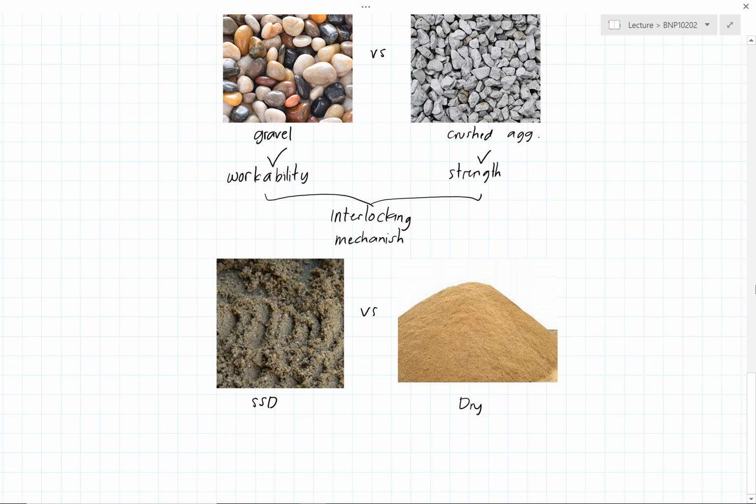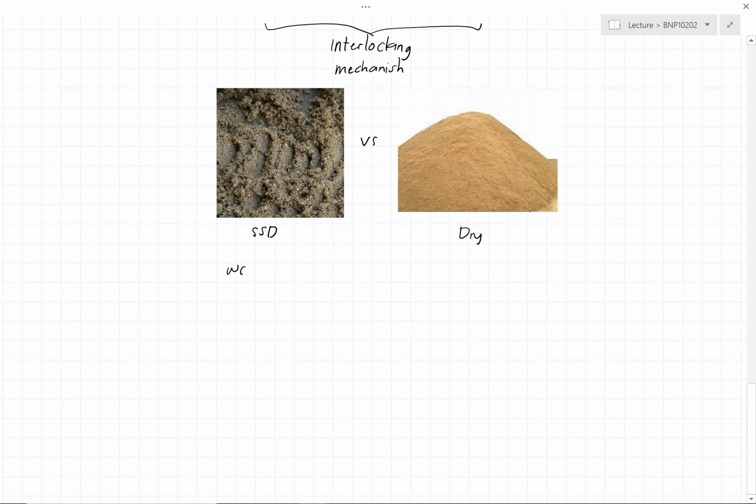Another condition is saturated surface dry and dry aggregate. If your aggregate is already in SSD condition when you put it into the mixture, then it will no longer absorb the free water from the mixture. It's different when you are using dry aggregate. The dry aggregate will tend to absorb any moisture given to it. So workability will be higher with SSD aggregate and lower with dry aggregate because of the water absorption mechanism.